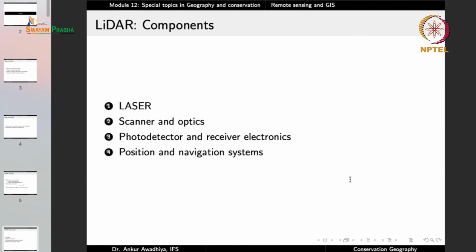So the components of LiDAR are the laser, the scanner and the optics, photodetector and receiver electronics, and position and navigational systems. That is, we require exact position and direction of the aircraft. We require a mechanism of generating laser and sending it in the form of a scan beam, and we require a receiver and its electronics.